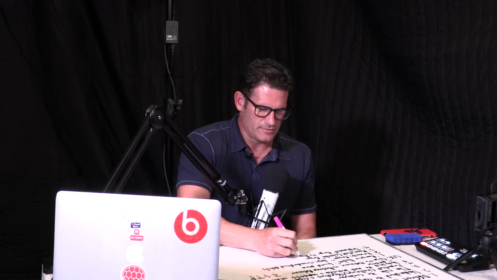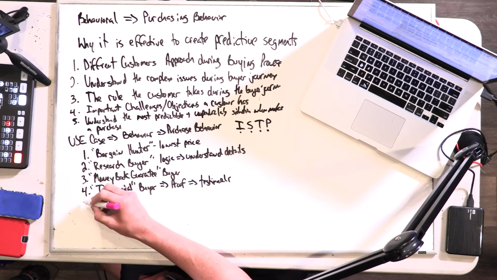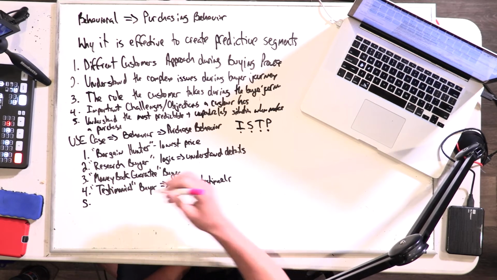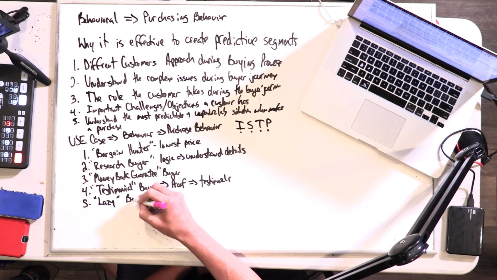Number 4, we're going to call that our testimonial buyer. It's pretty clear what that is. They need proof. This person wants to see other people like them who have used the product, have used the service, and it's worked for them. Naturally, you would use testimonials.